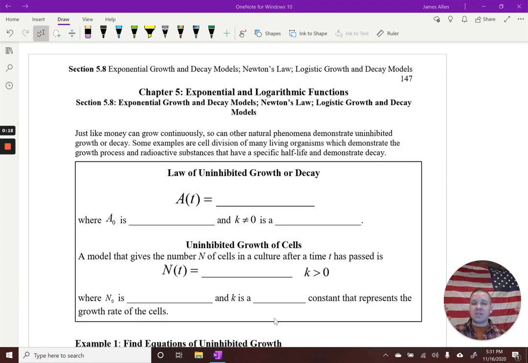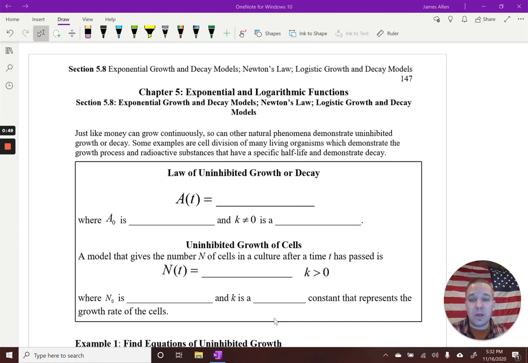So just like how money can grow continuously with our A-PERT formula, other natural phenomena can also have uninhibited growth or decay. Like bacteria with division of cells where they're multiplying. Radioactive substances, because we all know that stuff quite well. And even population of rabbits, birds, whatever, you name it. All these things can be modeled in different ways.